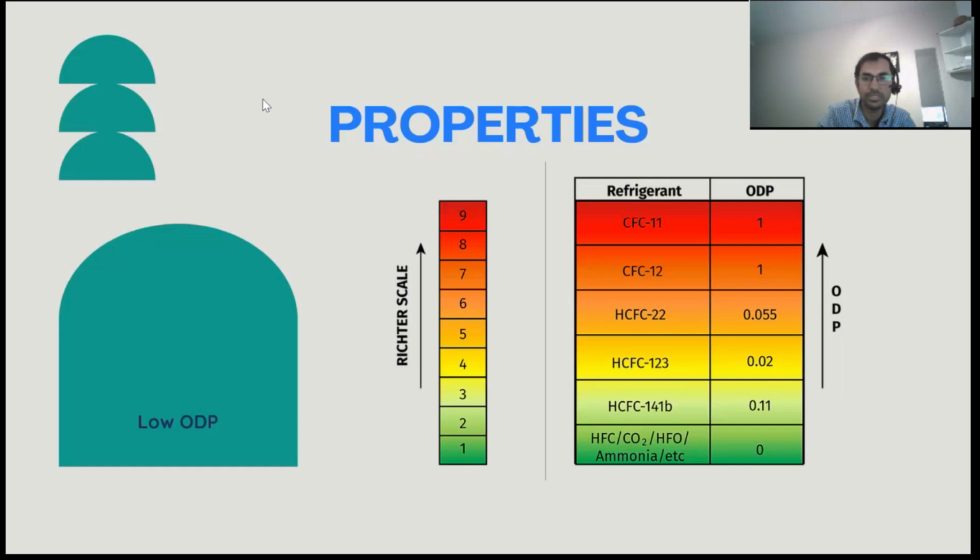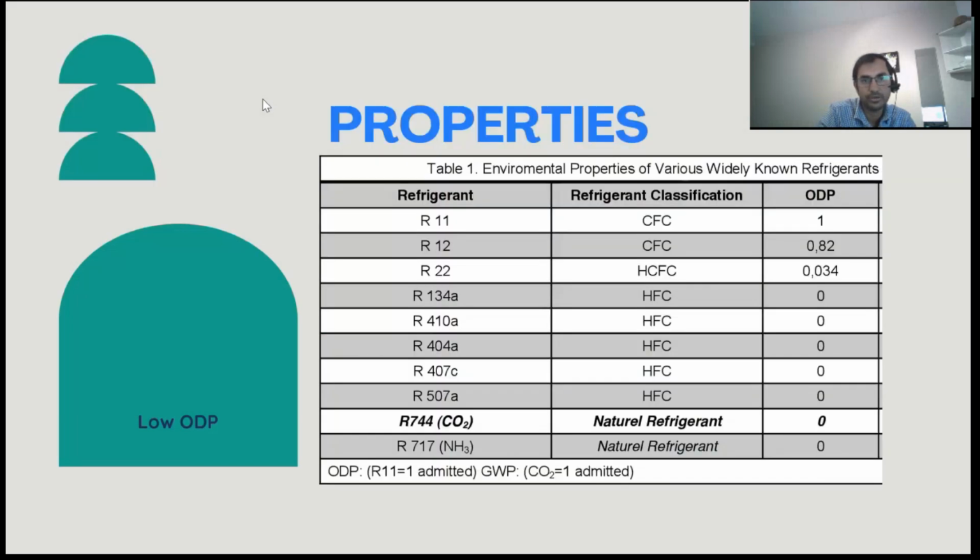If you see the ODP table, R11, that is CFC 11, has an ODP of 1, CFC 12 is 1, and HCFC 22 is 0.055. So these are gradually reducing, and nowadays the refrigerant which is used is an HFO type, which has an ODP of 0, and it is highly recommended to consider this HFO type with 0 ODP. If you see the table here, all the refrigerants with respect to ODP are listed.